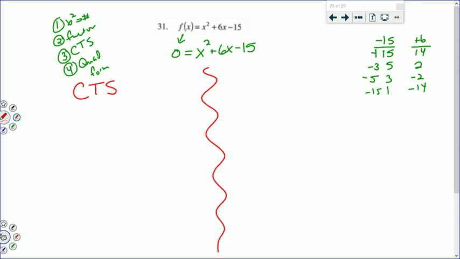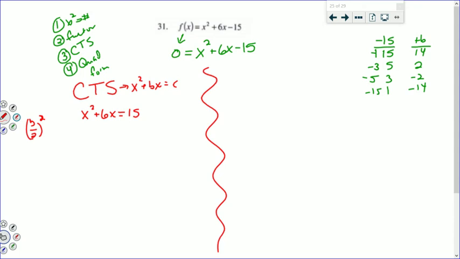In order to complete the square, we want to get our equation into x squared plus bx equals c. We want to get the x terms on one side, the numbers on the other side. So the way we're going to do that is we're going to add 15 to both sides. So we get x squared plus 6x equals 15. Then we have to find the completing the square value. The way we do that is by taking b over 2 and then squaring that number.